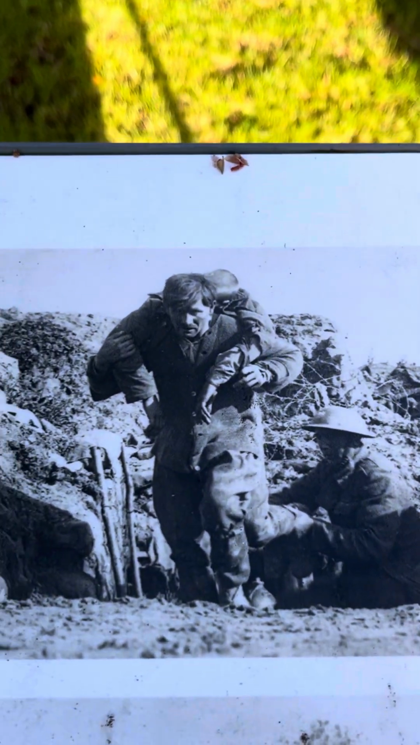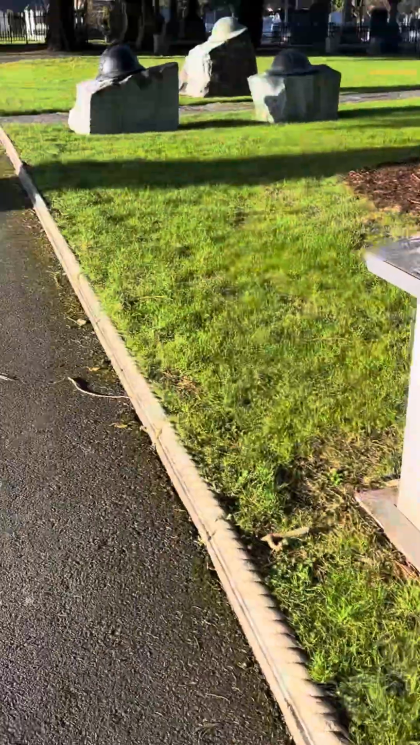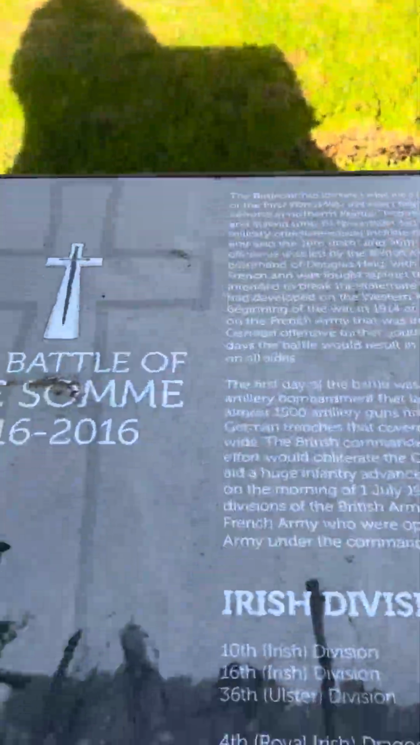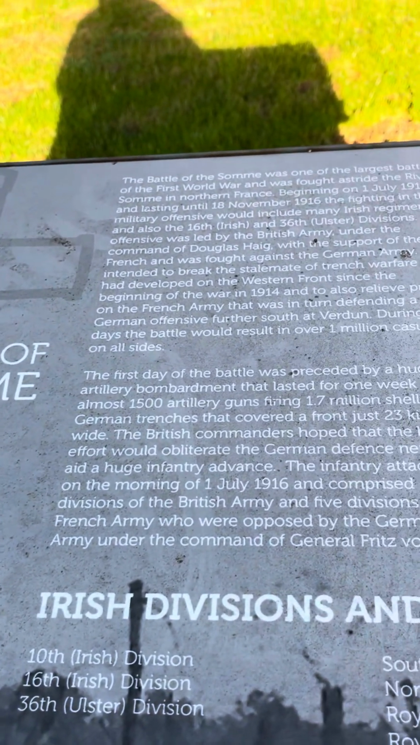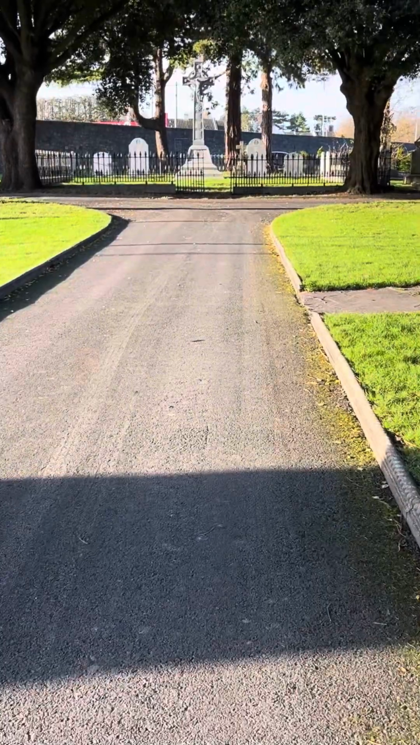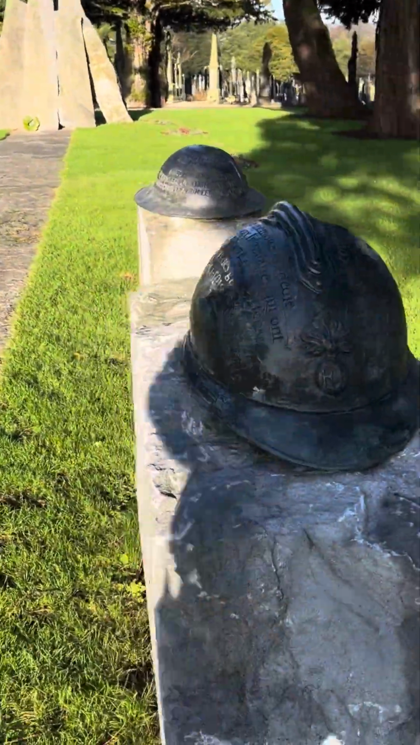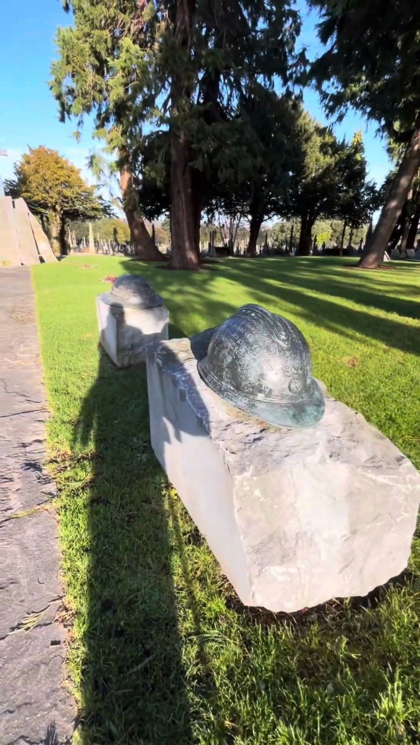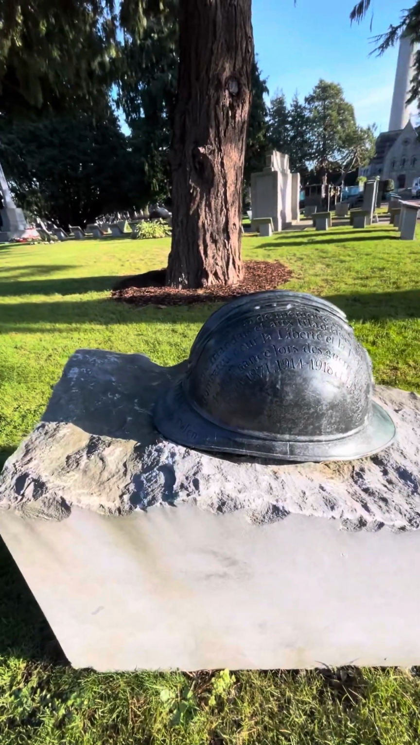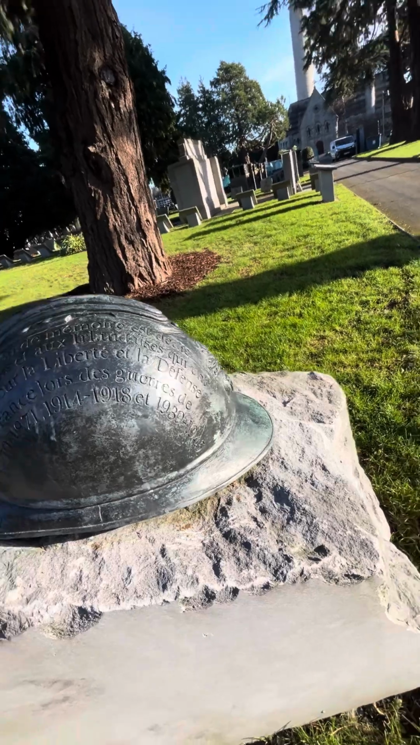Hawthorne Ridge is part of the offensive on the first day of the Somme. Of course, the Ulster Division fought in the Somme. And also, Southern Irish fought in the Somme as well, if I remember rightly. So this is the Battle of the Somme. There's Irish divisions and regiments of the First World War. Now you can see the helmets. That's 1870 to 1871, 1914 to 1918, 1939 to 1945.